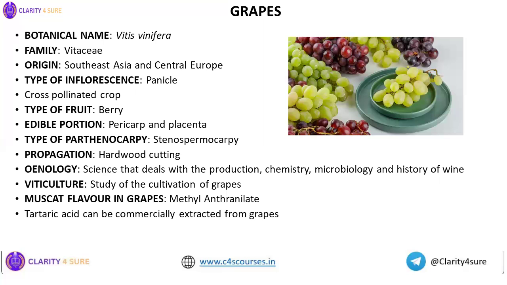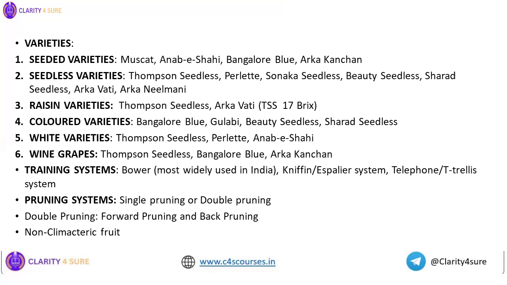Okay, right. Next, I very beautifully demarcated the varieties of grapes. Just have a look at it. Then next you can see here about the pruning of grapes. So there are basically two types of pruning followed in grapes, single pruning and double pruning. In single pruning, we prune the vine only once, during December, January, or at the time of dormancy. But in double pruning, we prune the vines twice. The two prunings are forward pruning and back pruning.